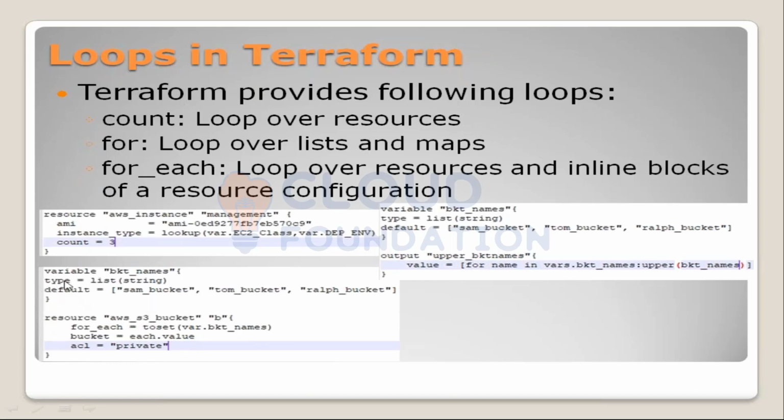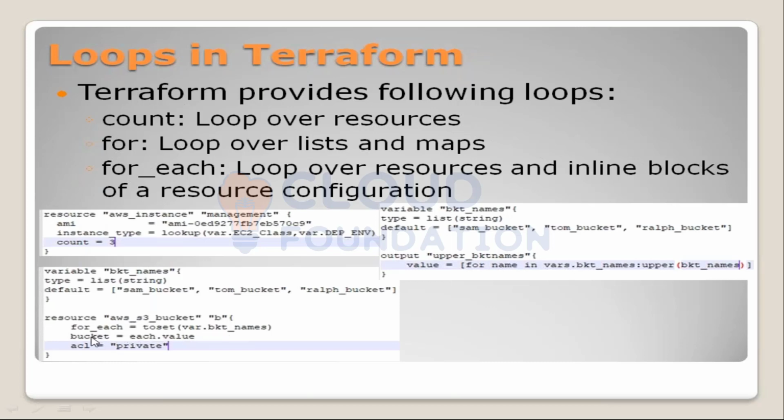What I have done in this same example is take a list of strings, which is bucket names: Sam, Tom, and Ralph bucket. Then below I have created an S3 bucket resource for each bucket name.